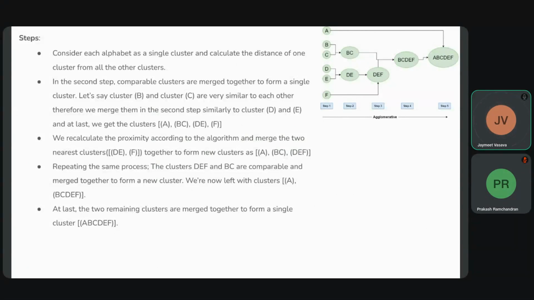Repeating these steps, we find the clusters D, E, F and B, C are comparable and merged together to form a new cluster. Now we are left with clusters A and B, C, D, E, F. And at the very end, the two remaining clusters are merged together to form a single cluster.